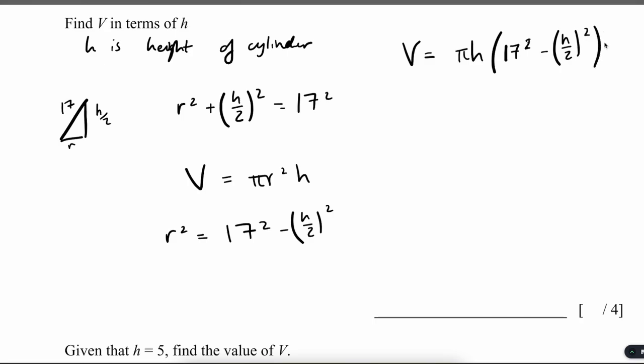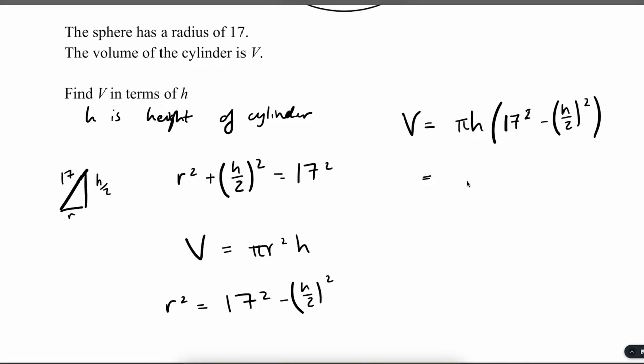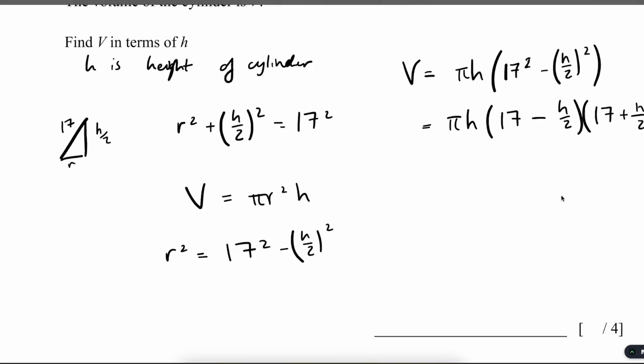So this question will be easy if you're good at keeping everything nice and collected and put together so that you don't have to expand out the 17 squared. So pi h r squared, which is that. So we've basically found V in terms of h, but if you wanted, we can do pi h, and then we can factorize this into (17 minus h over 2) and (17 plus h over 2). Okay, and that is our answer.